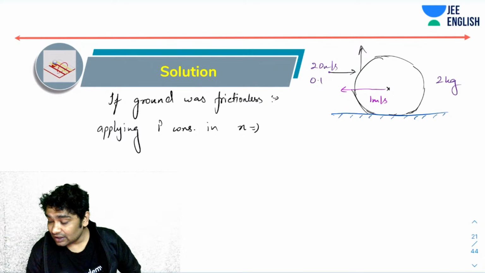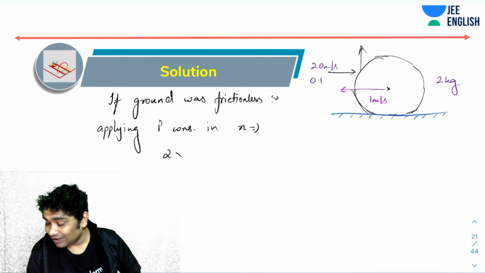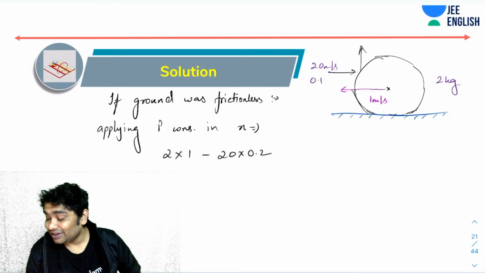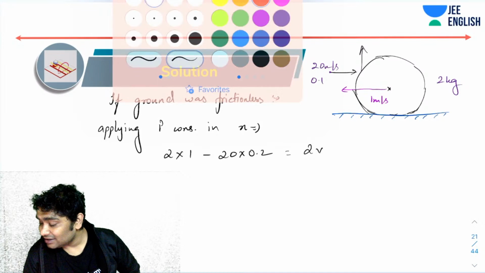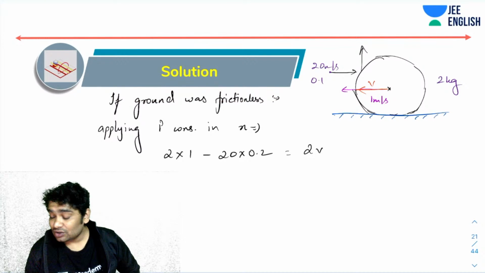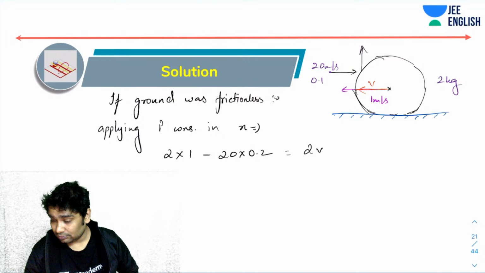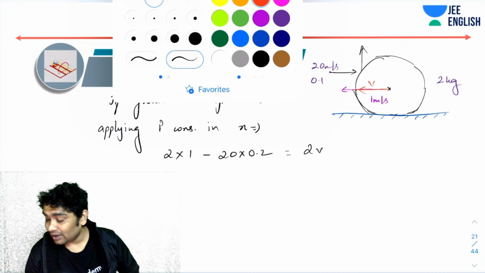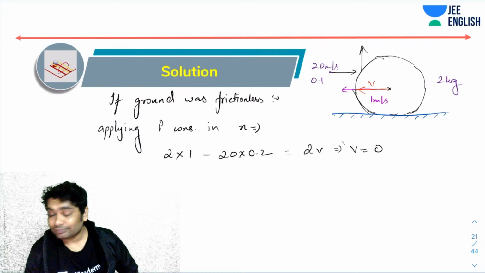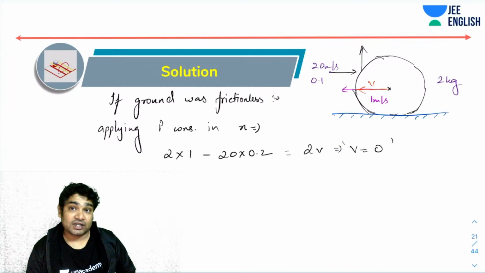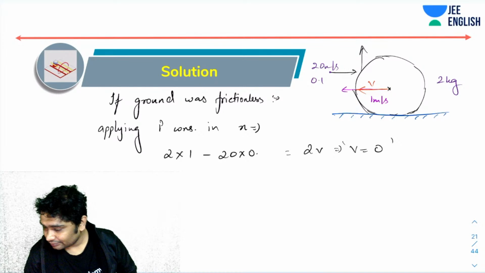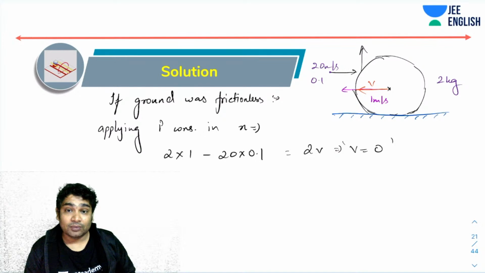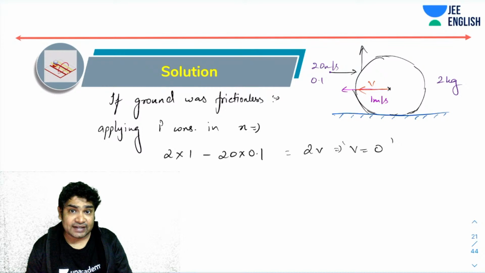What I'll see is initially the total momentum was 2 into 1, and minus 20 into 0.1. This should be equal to finally 2 into v. Let's assume that this guy is moving with v after the collision. You will realize that the initial total momentum was 0 in the x direction. So from here, v equals 0. So if the ground was frictionless, then the cylinder would have stopped.